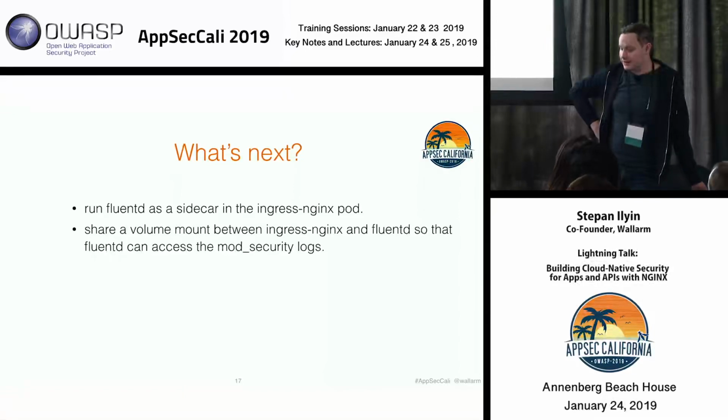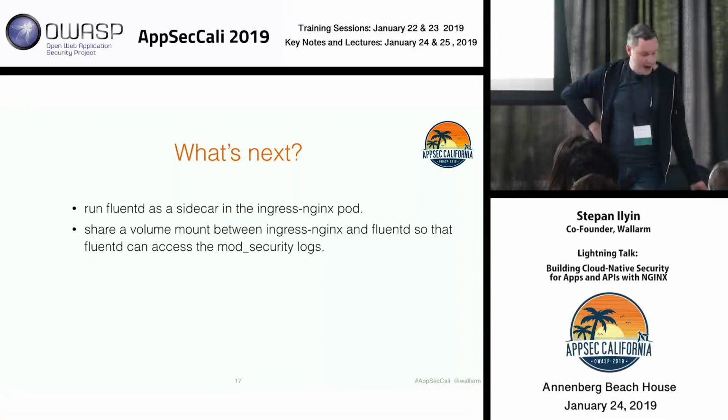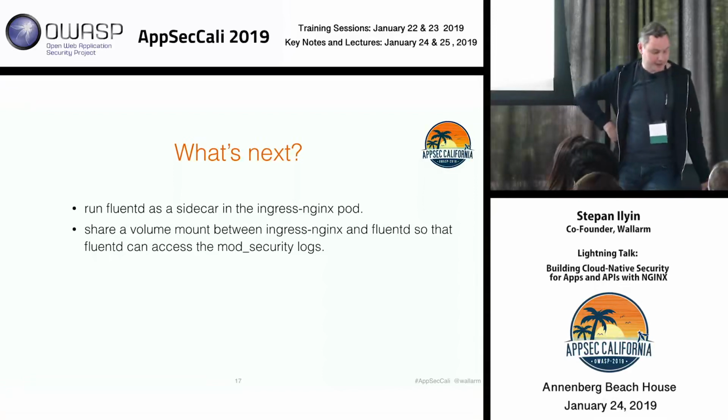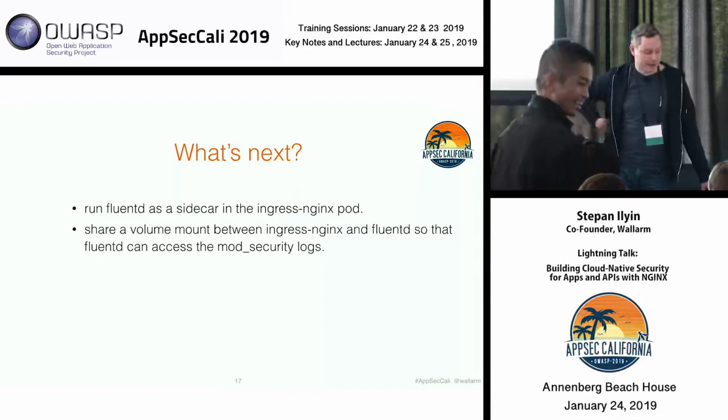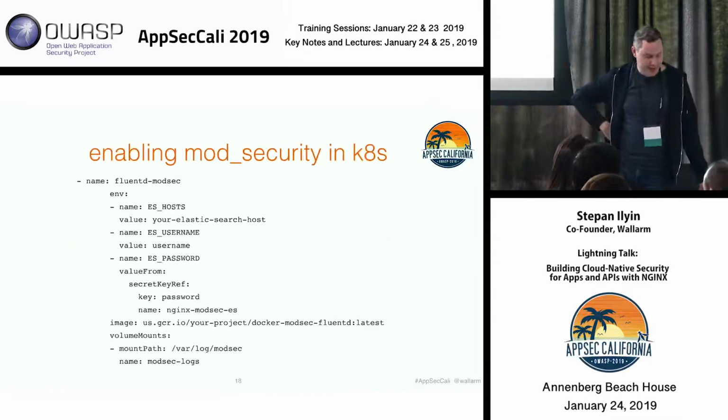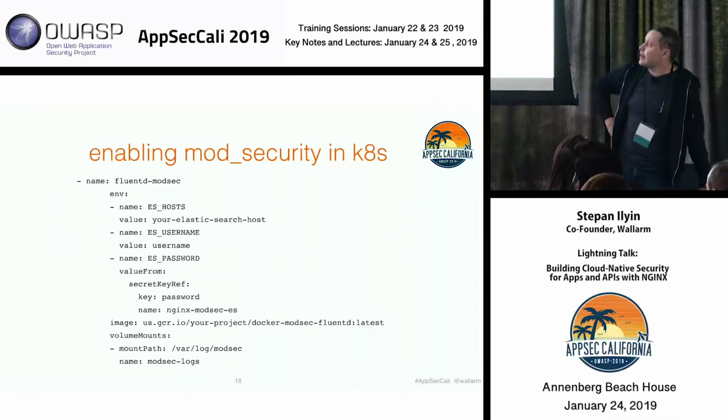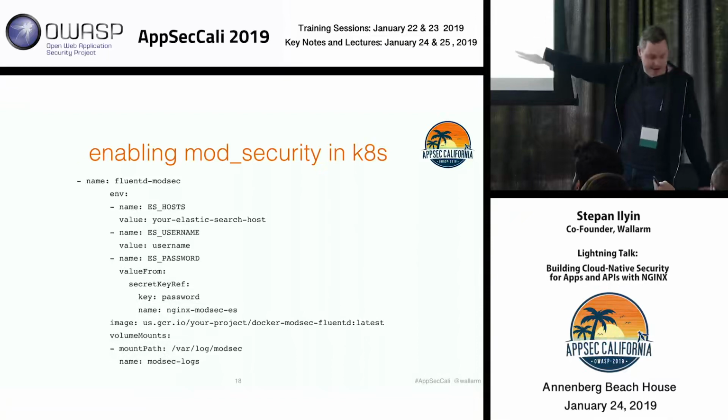What is good to do here to keep things simple is to share a volume between the ingress NGINX and the FluentD. In this case, the FluentD can access the ModSecurity logs. I don't want to go through this in detail, so it's very simple, and it will be in the slides, so you can set up everything in your environment easily.